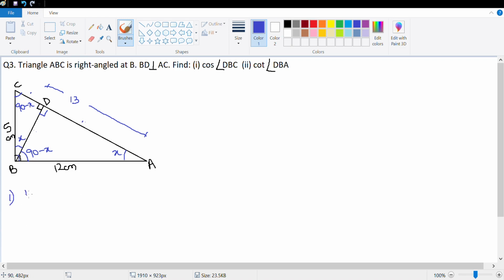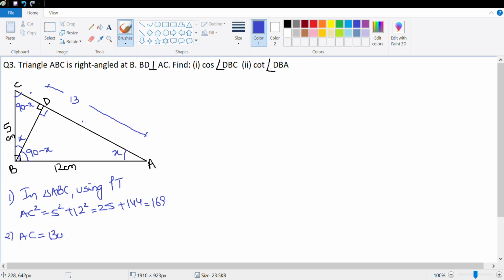Number 1, in triangle ABC using Pythagoras theorem, what I get is AC square is equal to 5 square plus 12 square, which is 25 plus 144, which is equal to 169, which means AC is equal to 13 centimeter. So AC is 13 centimeter. Next, let angle BAC be equal to X. That's the first thing that we've done.